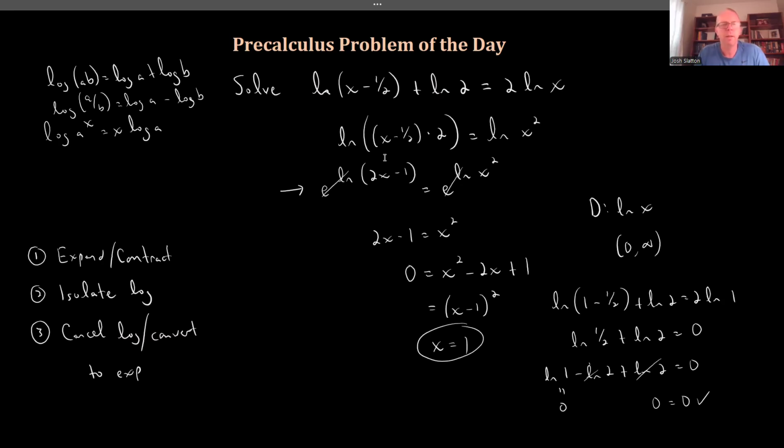So get familiar with the process. Get comfortable with doing these steps. You may or may not have to do both of those. Probably you only have to do one or the other of these, either expand, probably contract, or isolate the logarithm. And then either cancel the log or convert to an exponential, one or the other.